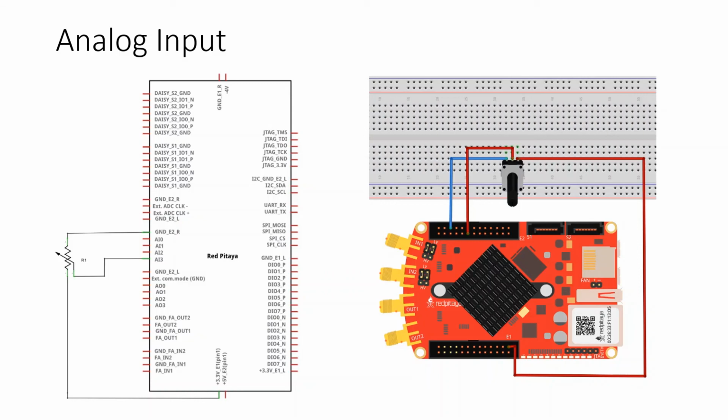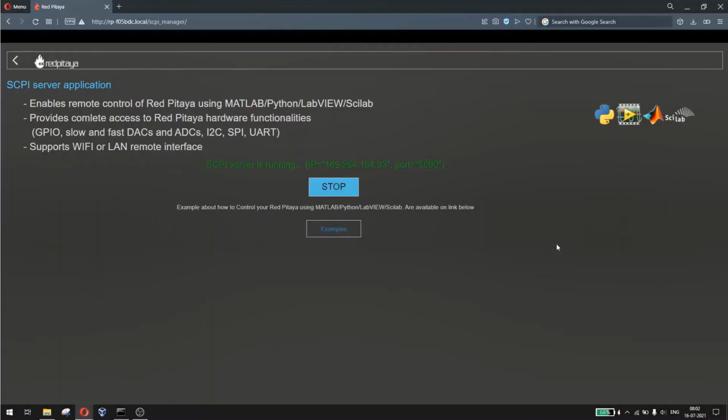So let's move ahead. These are the connections. We just have a potentiometer connected to the analog input 3 of the redpit-IR, with one end to the VCC and the other to the ground. Same as the MATLAB example. So let's see how to capture analog input using Python.